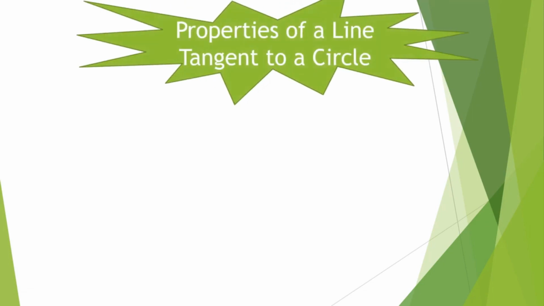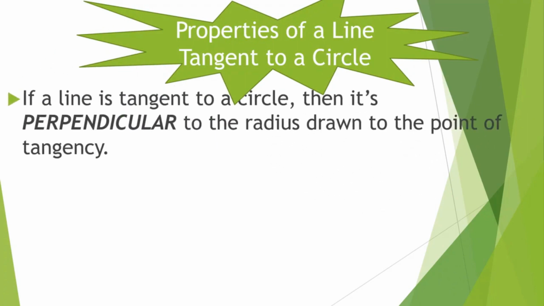Today we are going to discuss a line tangent to a circle. There are three properties of a line tangent to a circle. Let's have the first property. The first property states that if a line is tangent to a circle, then it's perpendicular to the radius drawn to the point of tangency.